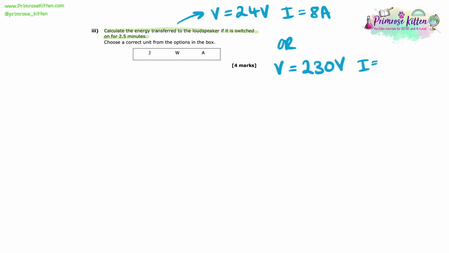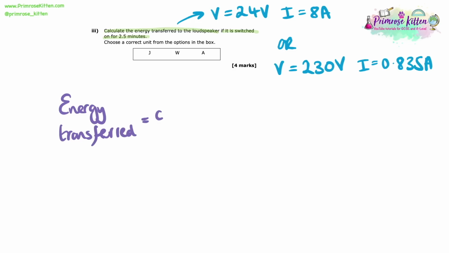Now in this case, because we have 100% efficiency, you could also think about this question by using the primary coil as well and saying that the potential difference is 230 volts and the current is 0.835 amps. And it's the fact that we have that 100% efficiency that means we could use either pair. However, don't mix and match. It has to be both belonging to the primary or the secondary coil.